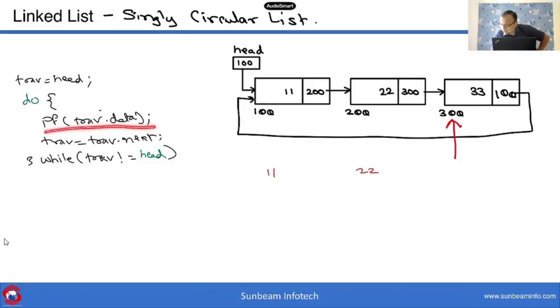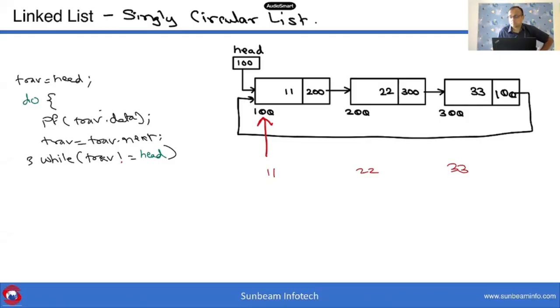Please go ahead and run it once again. Again you say printf trav.data. What you printed was 33. Okay, that is good. And now you say trav is equal to trav's next. And what is trav's next? Trav's next is 100. So again you are pointing at the 100. Now, do you want to continue? No, not really. I want to stop.